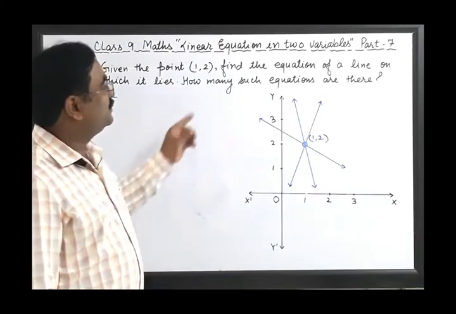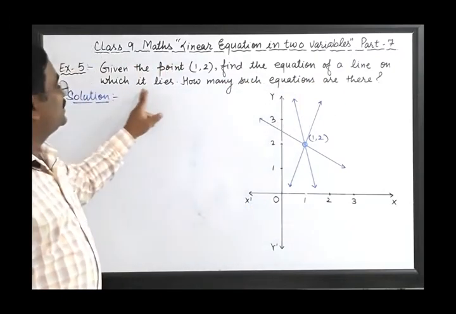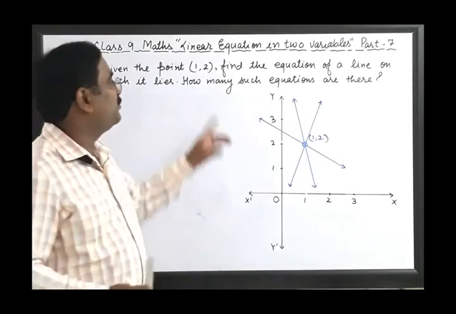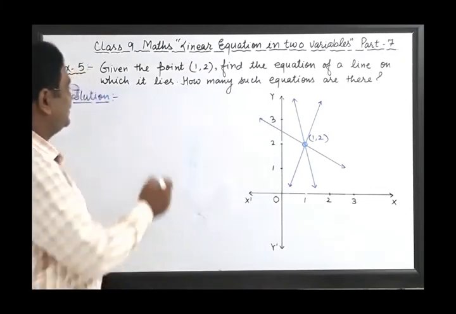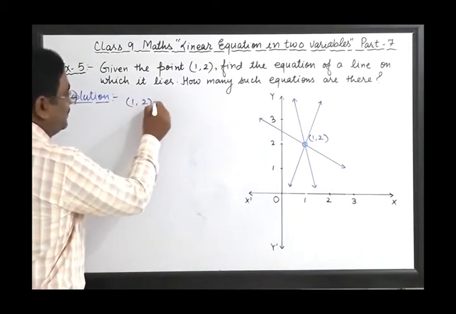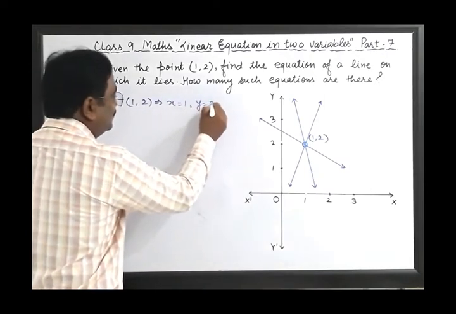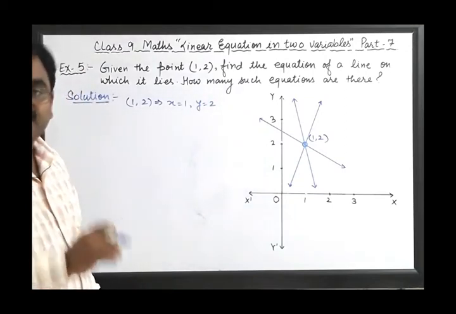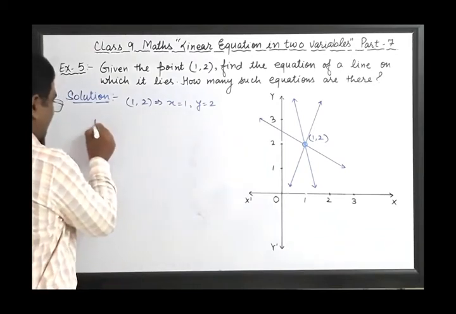Afterwards, the other question is: find the equation of a line on which it lies. We need to find equations of some lines on which this point should lie. So let us take this point. Your point is (1, 2). This implies that x is equal to 1 and y is equal to 2. It implies that the value of x is 1 and the value of y is 2. So when you add it, the first equation we are going to find out.